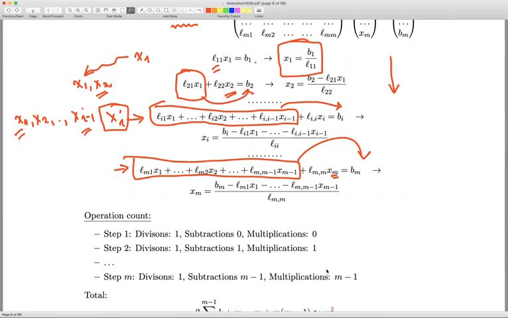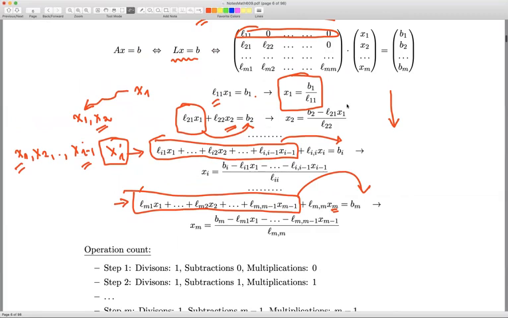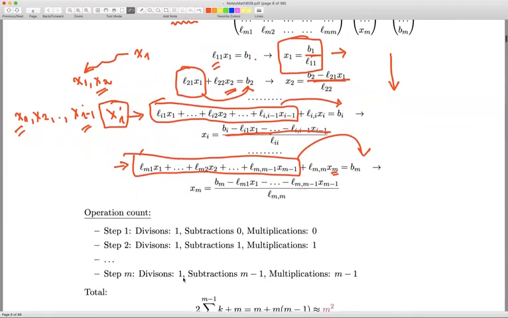So at step one means that we solve the first equation. We see that we have one division. This is this division. At step 2, we also have one division. This is this division. Step 3, we have one division. But step i, we have one division. Basically, at each step, we have one division. So all the divisions are 1.